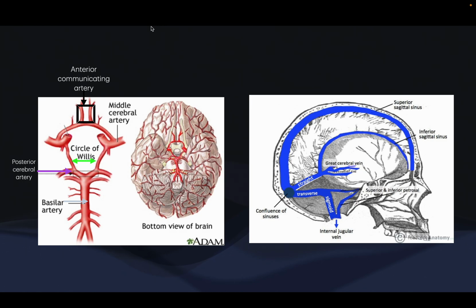And the two arteries that are pointed by the green arrows are going to be our posterior communicating artery, and to the right of that is just the bottom view of the brain, which is pretty cool because you can actually see what that structure looks like. To the right of that is the same picture that is going to depict the superior sagittal sinus, which is responsible for also draining blood and cerebrospinal fluid.